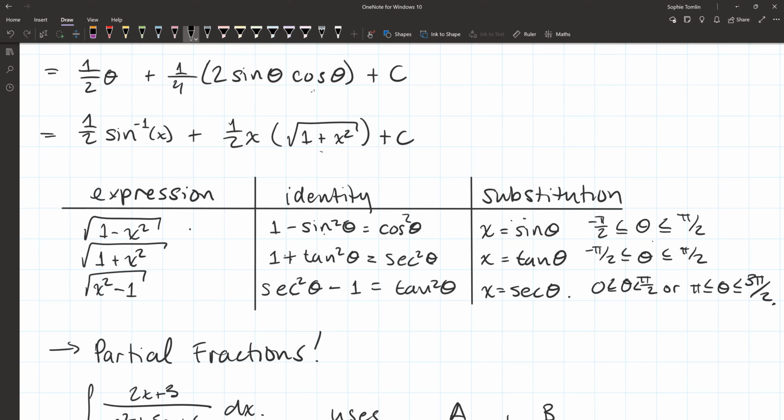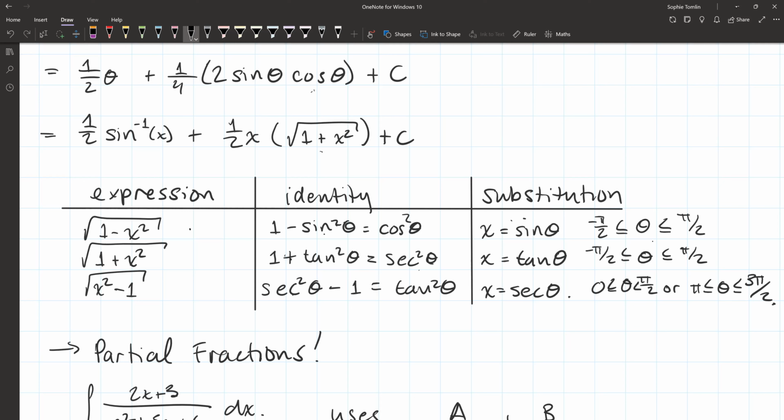And so here we have the square root of 1 plus x squared. And here we're going to use the identity 1 plus tan squared of theta is equal to secant squared of theta. And so the substitution that we're going to do here is x is equal to tan theta, and again on the same interval for theta. If you're wondering where this one came from, that's because tan theta is sine theta over cos theta. So if sine theta is only defined on this specific interval for its inverse, then tan theta also has to be.